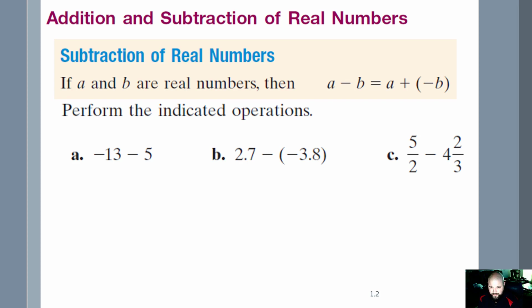So with A, we have negative 13 minus 5. Well, that's the same thing as writing negative 13 plus a negative 5. Well, like in the first thing we said, if we have the same sign, add like values. So 13 plus 5 is 18, and keep the same sign. So it's negative, so it should be negative 18.